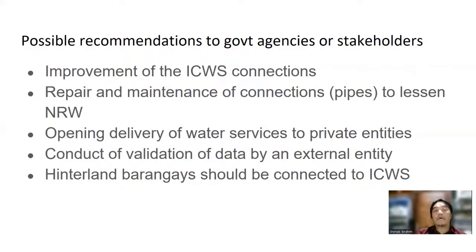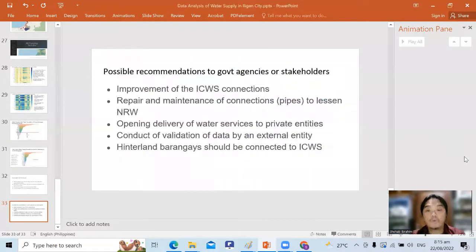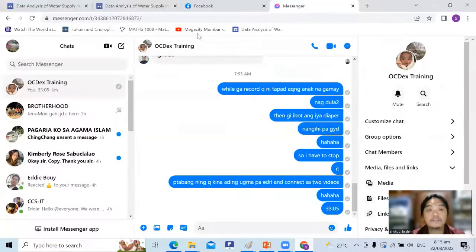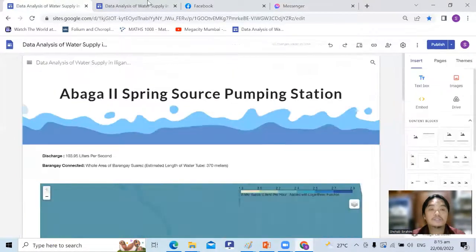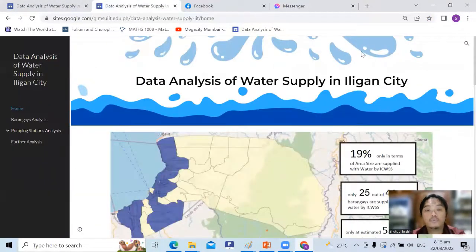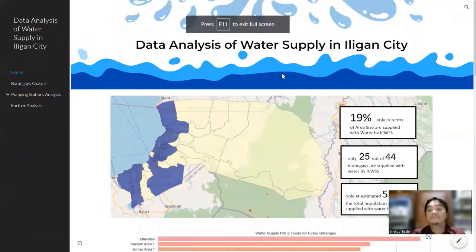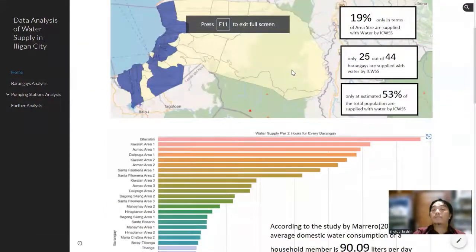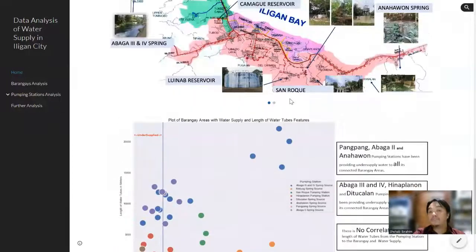But before I end this, I would like to show the website, or web application, that we have created, which is hosted in a Google site. So we created this. This is where we upload all our visuals in the site.